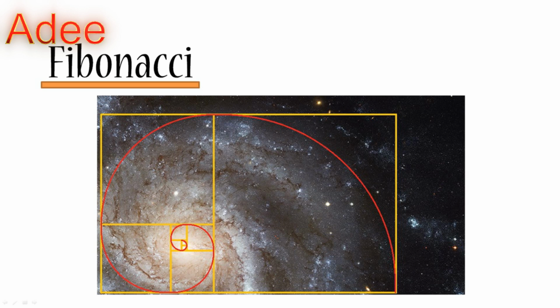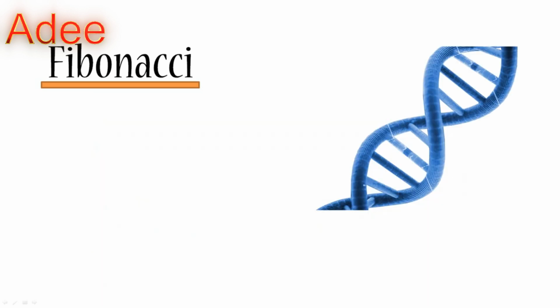So it kind of makes you wonder, how come the Fibonacci ratio can be seen in so many parts of nature? Let's take one more example. Let's take the human DNA.